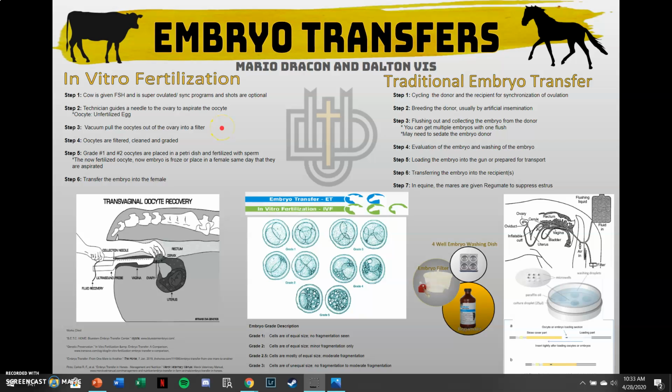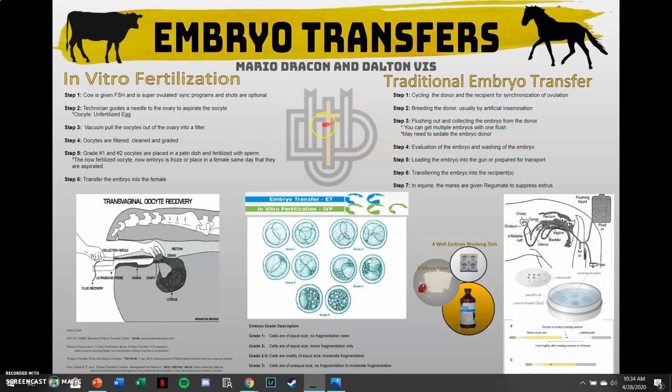And you can fertilize multiple eggs with one straw of semen, whereas in traditional embryo transfer, when you breed the donor, you're usually using like 2 to 4 straws. Some of the cons of IVF though is that it requires an expert technician. The conception rates can sometimes be lower than traditional embryo transfer. It's also very expensive.